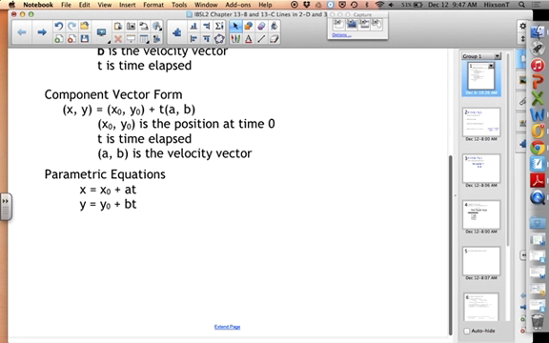Parametric equations. What these two equations do is break the vector form of the equation down to look at just the horizontal component and the vertical component in two separate equations. So those are our parametric equations. Do be careful that if you're asked for the equation of a line, make sure you give it in the correct form.